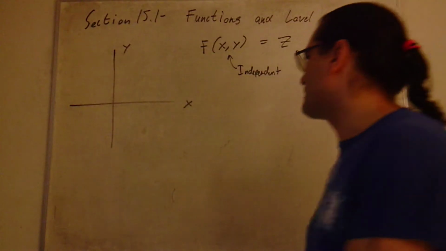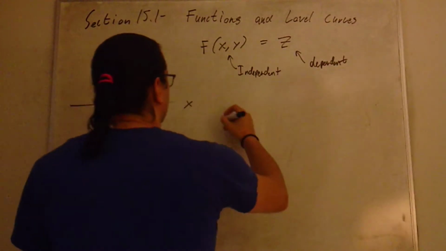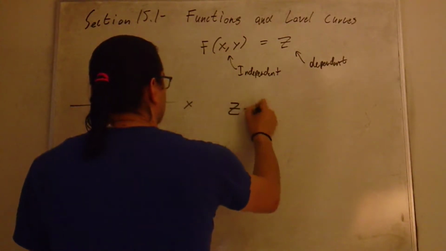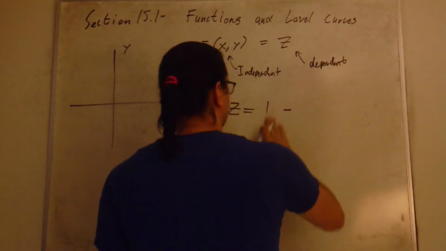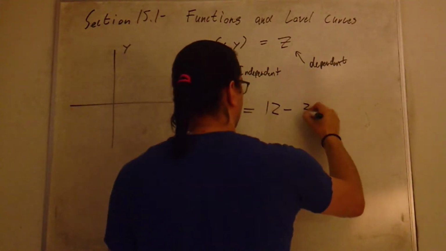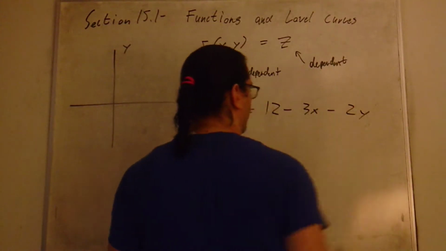So let's start with something like z equals 10, no, let's do 12. z equals 12 minus 3x minus 2y.